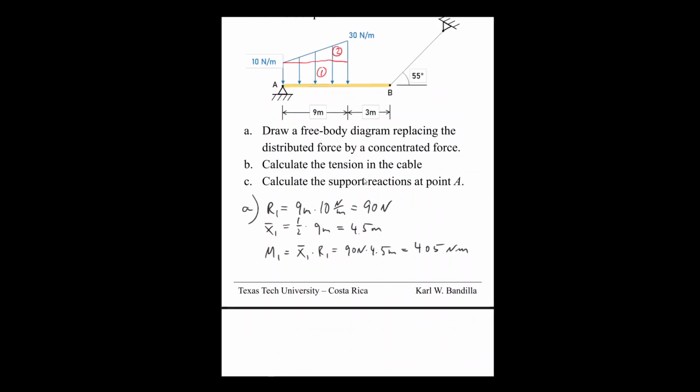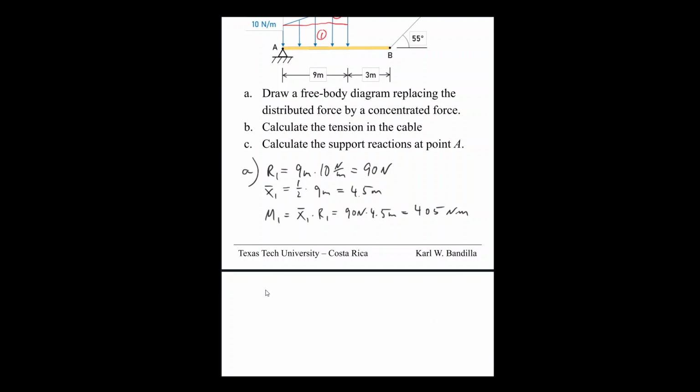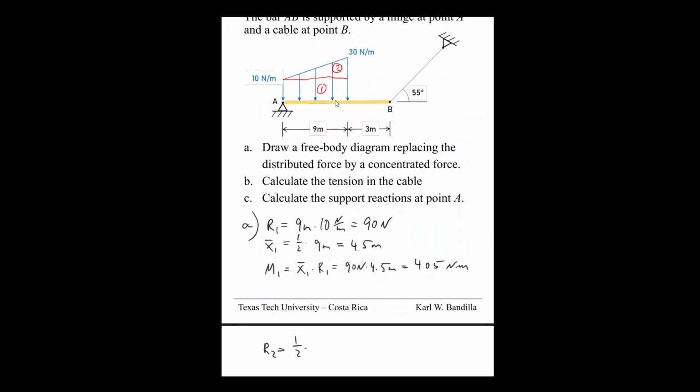Now if we're going to look at the triangle on top, then we can say that would be R2, so that would be 1/2. The length is still 9 meters times 9 meters, and the height now is just this part right here, right? This is the height. So we have 30 newtons per meter minus 10, so 20 newton per meter. So that would be also 90 newton, right? 1/2 times 20 is 10, so we get 90 newton.